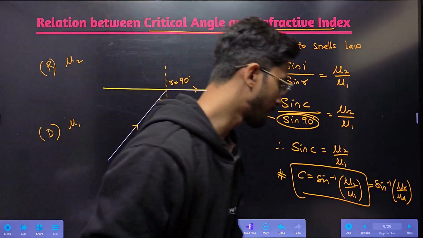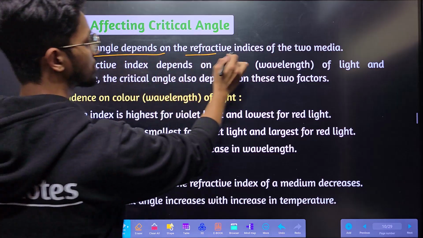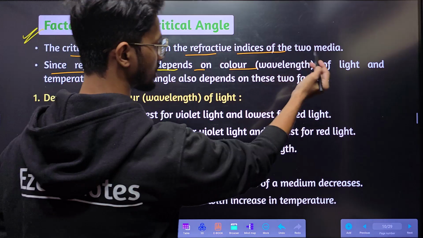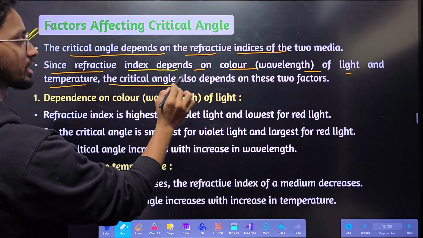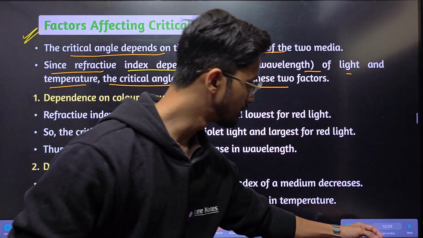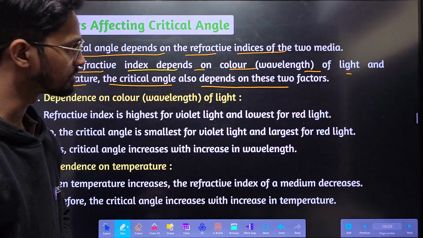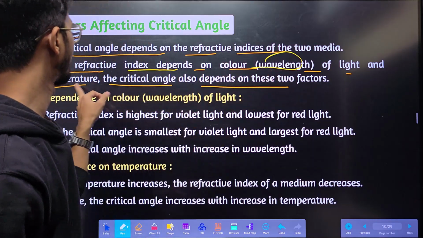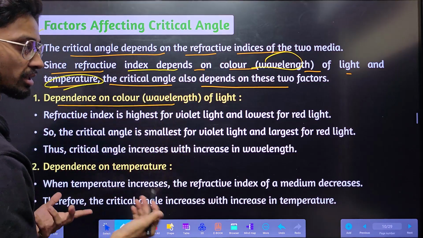Okay. Next, factors affecting critical angle. The critical angle depends on the refractive index of the two mediums. Since the refractive index depends on the color of light and temperature, the critical angle also depends on these two factors. Critical angle depends on two things: the refractive index of the rarer medium and the refractive index of the denser medium. As the refractive index depends on wavelength and temperature, critical angle also depends on these two things. First, dependency on color, that is nothing but wavelength.